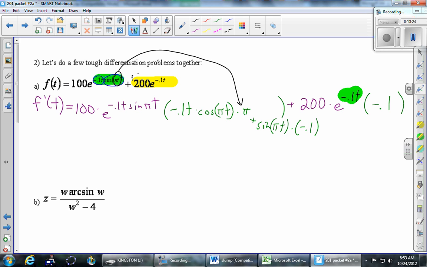Yes, this whole thing here, I'll put in big red brackets. This whole thing is the derivative of the stuff. So it is all multiplied by this e to the negative 0.1t. Other questions on that one?